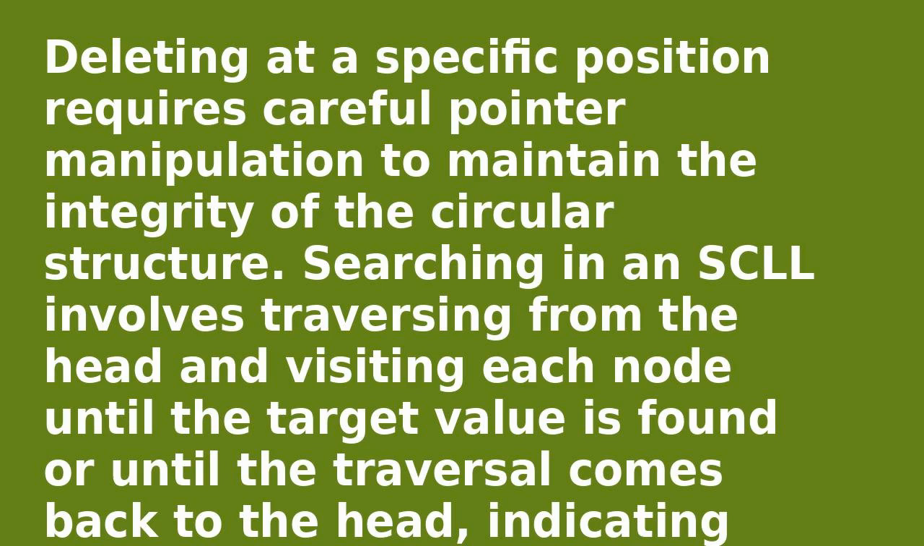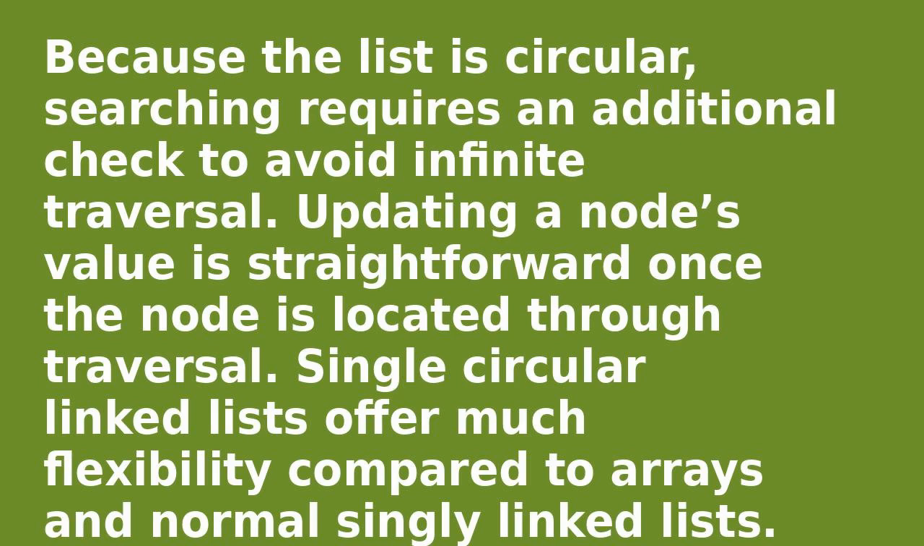Searching in an SCLL involves traversing from the head and visiting each node until the target value is found or until the traversal comes back to the head, indicating that the element does not exist in the list. Because the list is circular, searching requires an additional check to avoid infinite traversal. Updating a node's value is straightforward once the node is located through traversal.